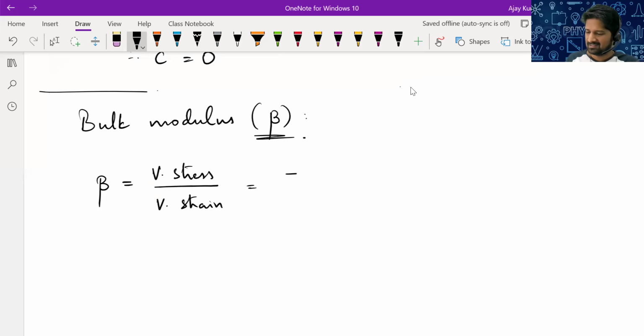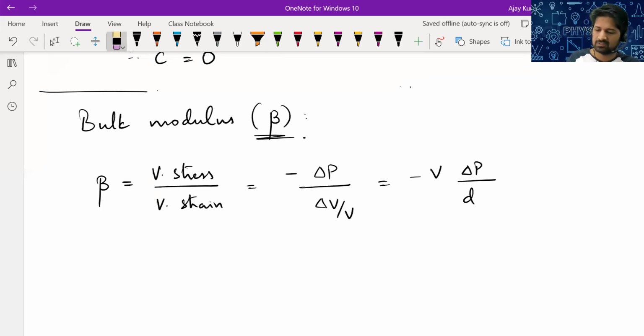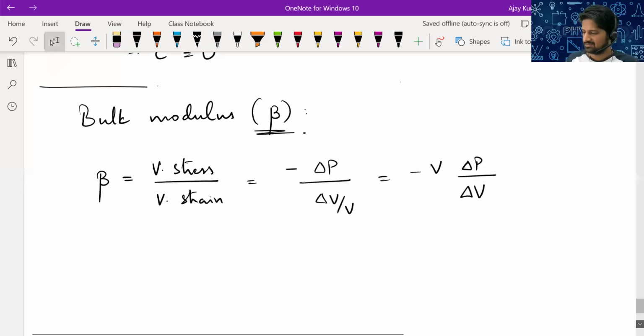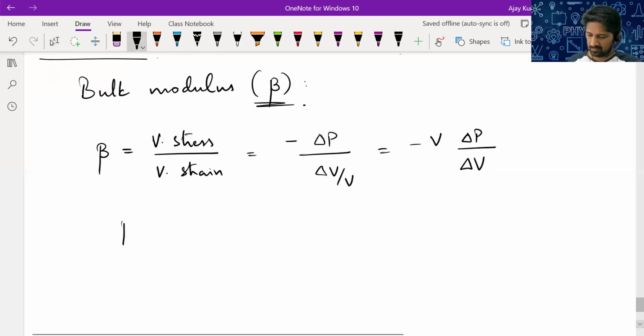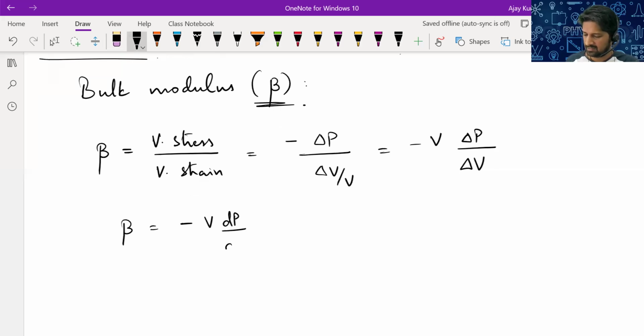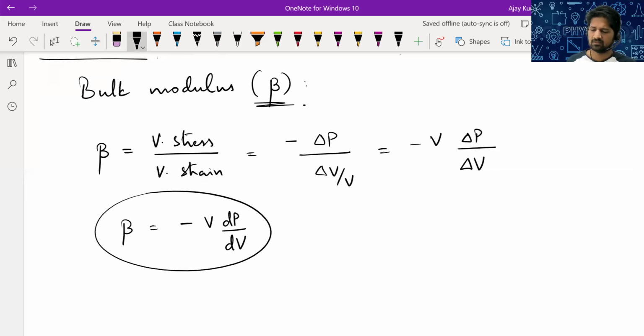So that changes to minus delta P divided by delta V by V. That is minus V delta P by delta V. But I can't do this every time. When it comes to ideal gas, we apply this in this form: minus V dP by dV, for small changes. This is what we have been using to find out the bulk modulus for a given process.